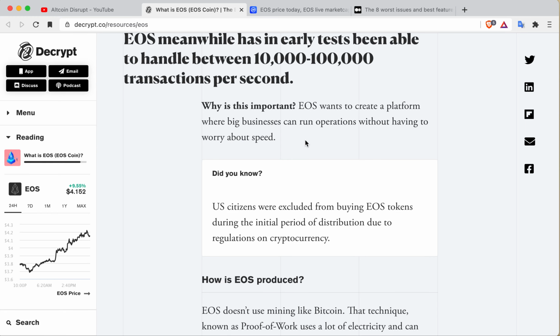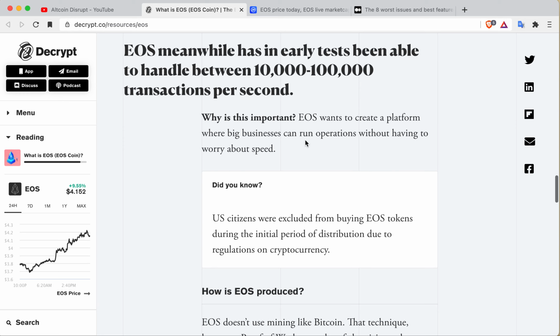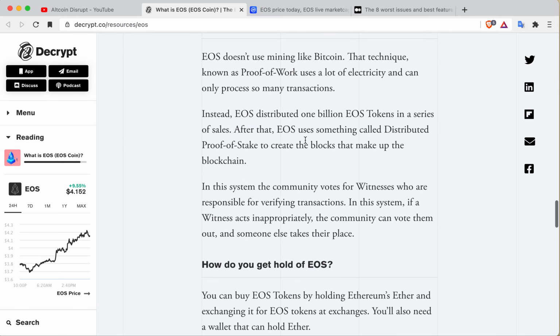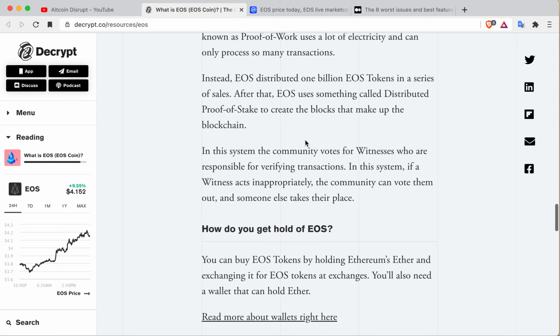Now, it also says here, interestingly, that US citizens were excluded from buying EOS tokens during the initial period of distribution due to the regulation on cryptocurrency. And yes, a lot of companies have refused to operate in certain countries because of regulations, because countries can be very funny when it comes to cryptocurrency. So everyone is always a bit on edge, if you get what I mean.